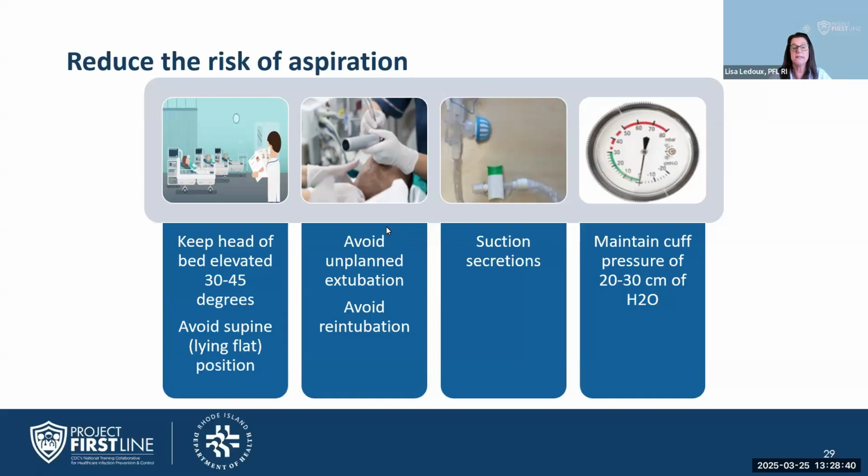You want to ensure that it's inflated enough to avoid aspiration, but not overinflated to cause tracheal damage. Maintain endotracheal tube cuff pressure between 20 to 30 centimeters of water. And this narrow range ensures that the cuff pressure is, again, high enough to seal the airway, but low enough to maintain tracheal capillary perfusion pressure. So it's important that that cuff pressure is checked and adjusted frequently.